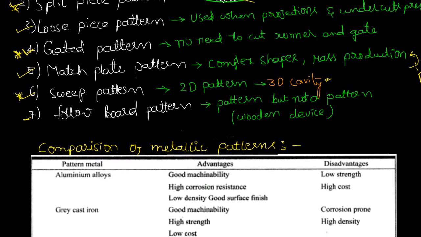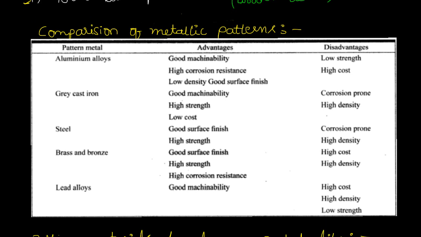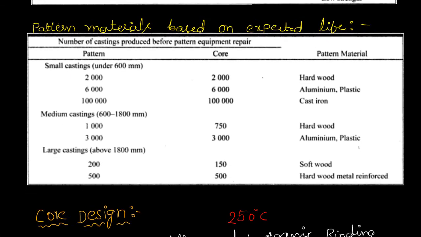And then come down to what we have, comparison of metallic patterns, right? So it is a good comparison between pattern materials. It shows for what advantages we are using aluminum alloys, and for what disadvantages we are not choosing aluminum. This is the general information. You can pause the video and study this. There is no need of explanation. You can understand it very easily. And then the pattern materials based on expected life, right?